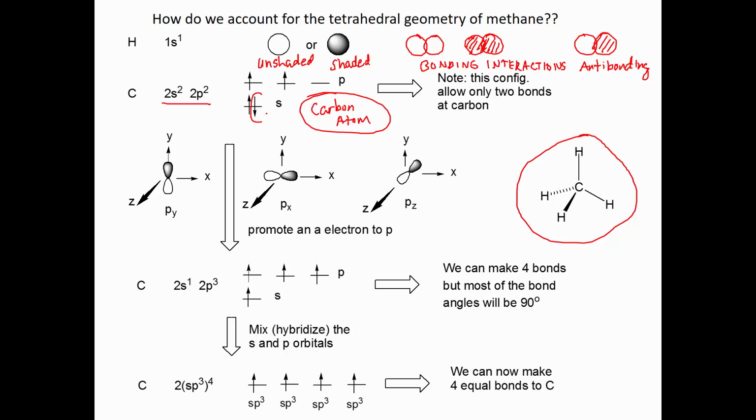One thing we can do is promote an electron from one of the s electrons to the empty p orbital. Okay, and this would give us this configuration right down here that would allow us to now make 4 bonds.